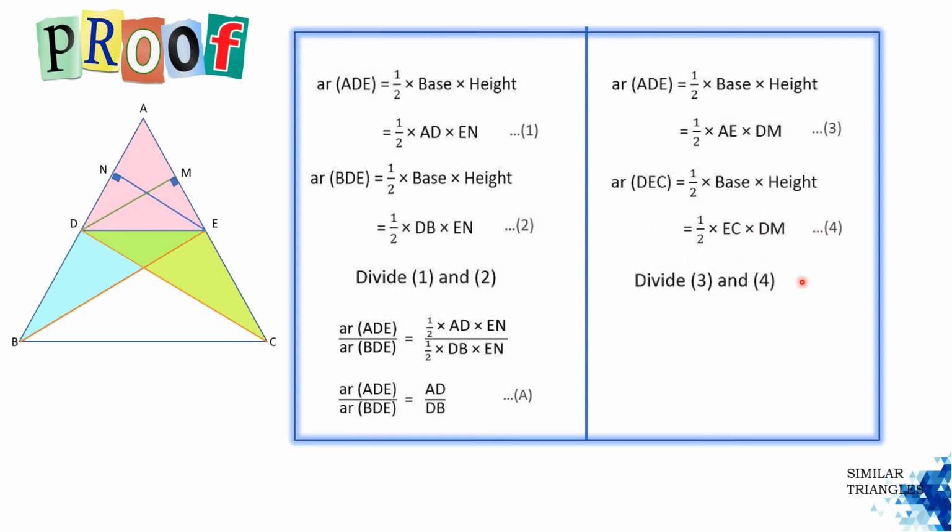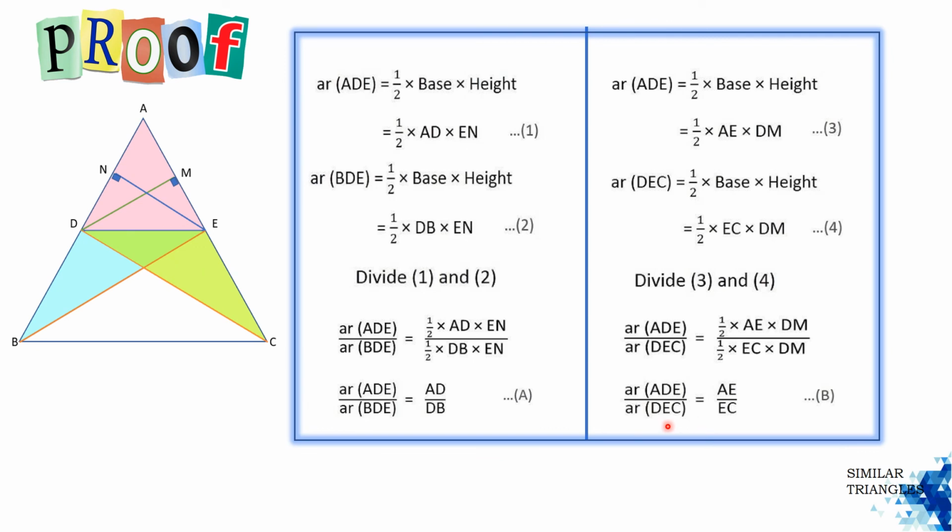Again do the same process, divide one by the other. So ADE area divided by DEC area is equal to, all will get cancelled, DM will get cancelled, AE by EC. Now the recall thing we have studied in 9th standard, you have to remember. In this triangle BDE and triangle DEC, are they on the same base DE? And of course they are lying between the same parallels. So this triangle's area and this triangle's area are the same.